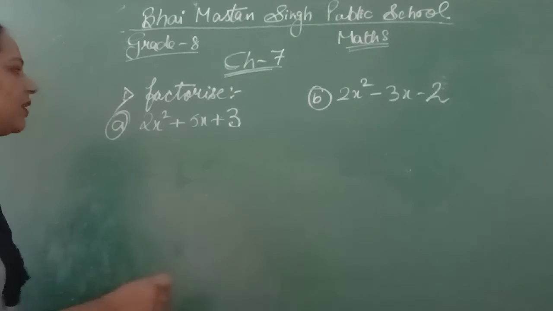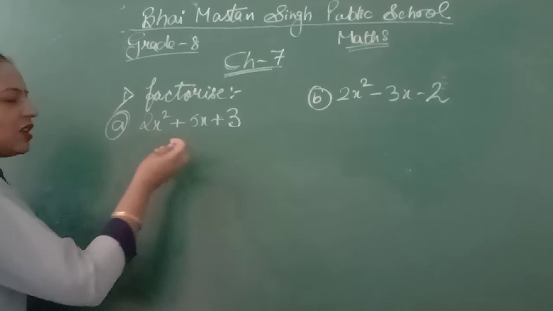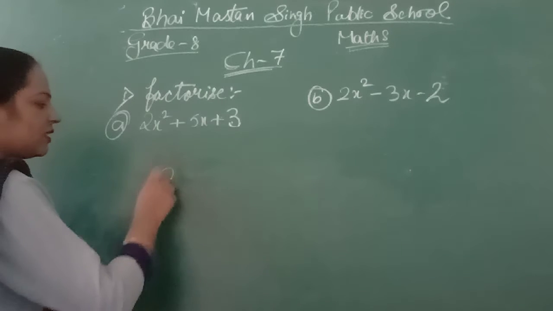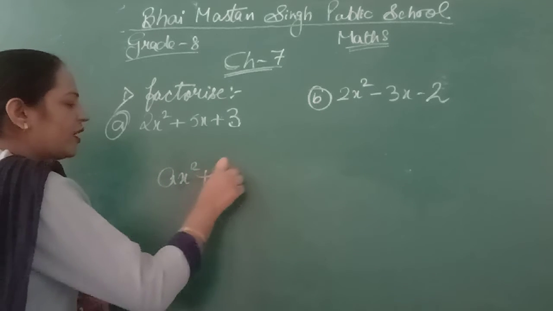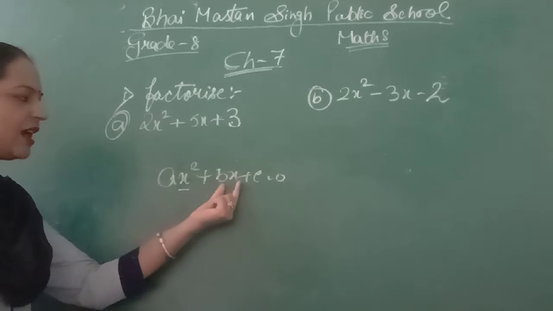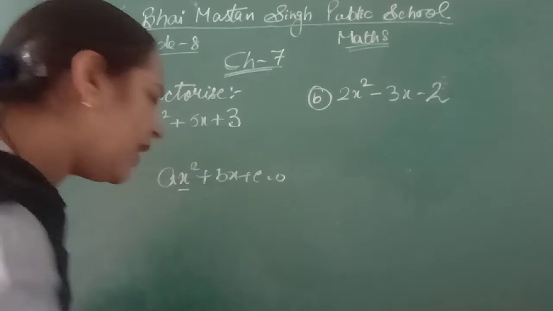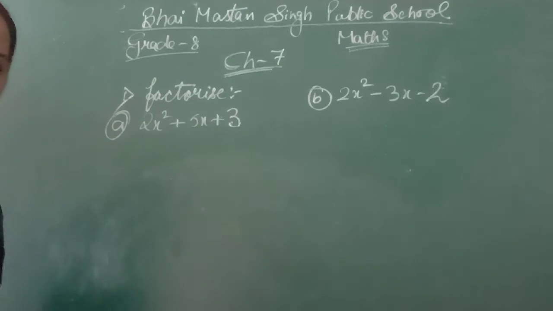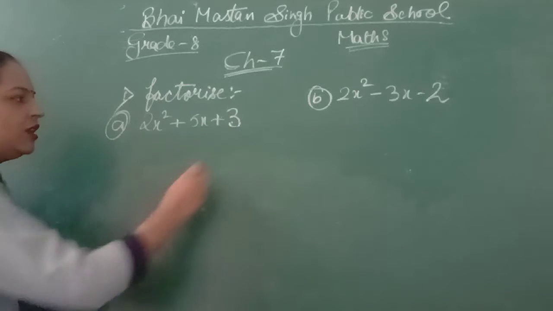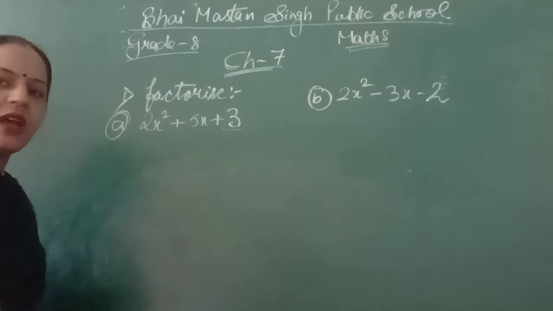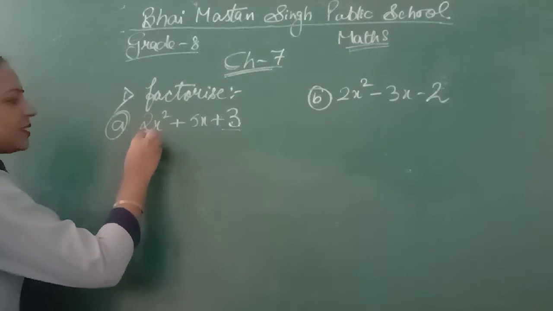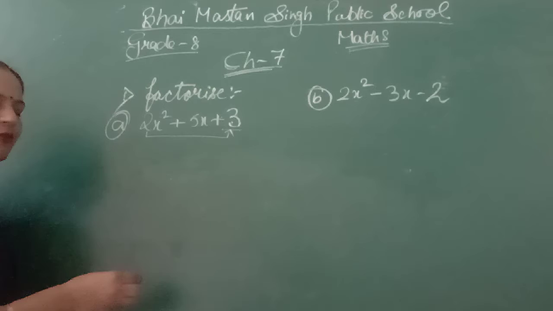The method here is that firstly we have to write the statement in ax square plus bx plus c form. In this form, the first term must be x square, the second has x, and the third one is without x. We have to arrange the statement this way. The first term has x square, then x, and the constant term, which is not any power of x. Next, we have to multiply the first and third.